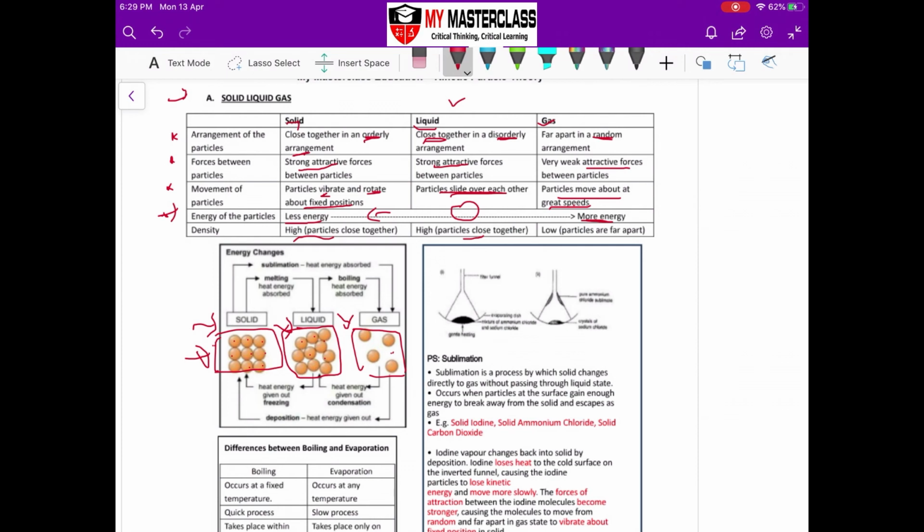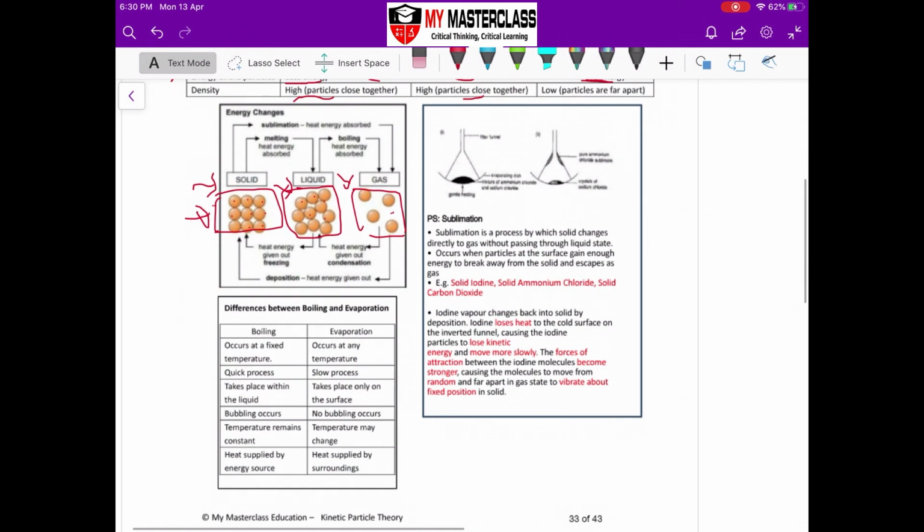So let's repeat all these keywords that we highlighted. For gases: far apart, random, and moving at great speed. For liquid: disorderly or irregular, close together, and they slide in layers. For solid: still close together but orderly or regular, and they vibrate about fixed position. These are all important keywords that we have to write when we describe KPT, or kinetic particle theory.